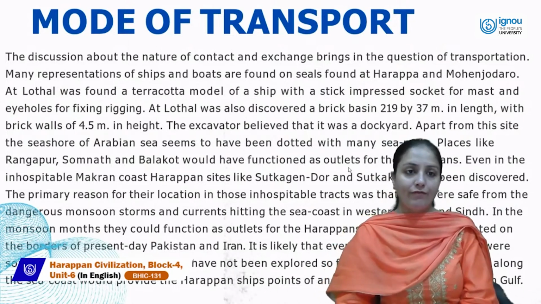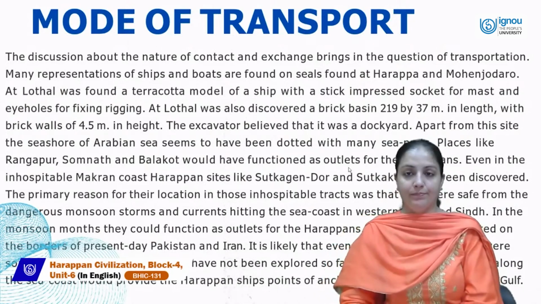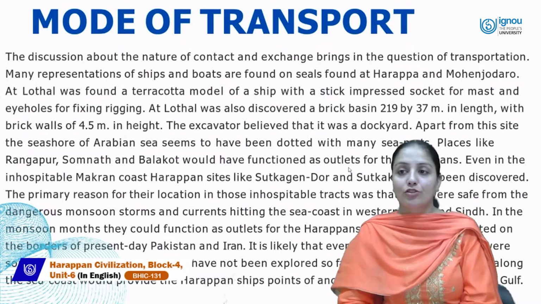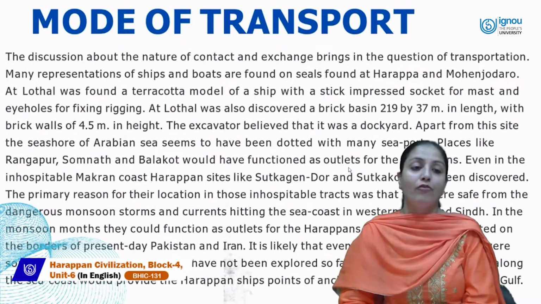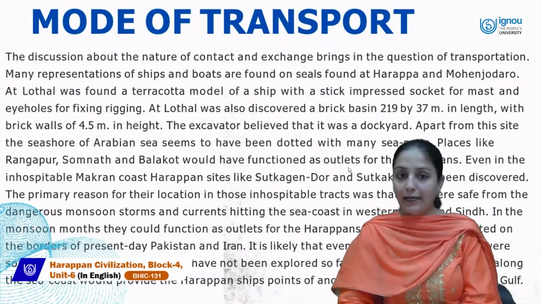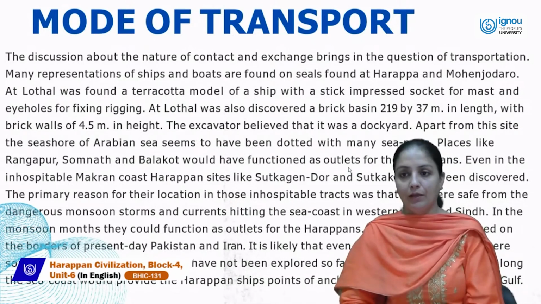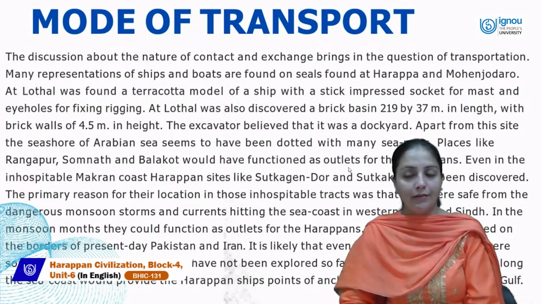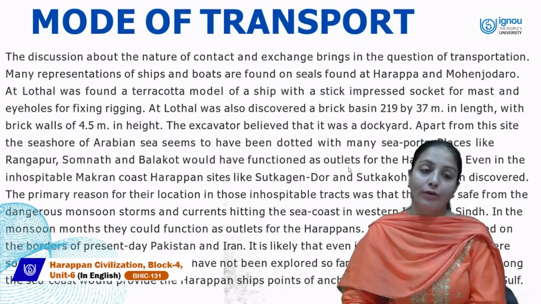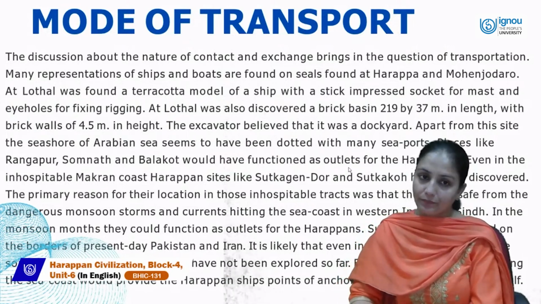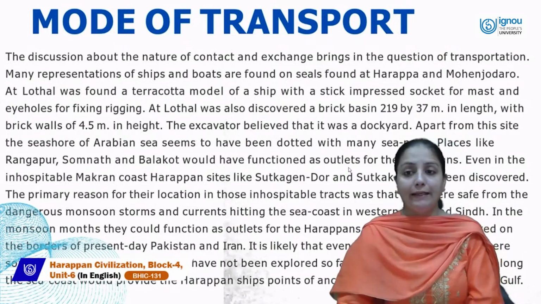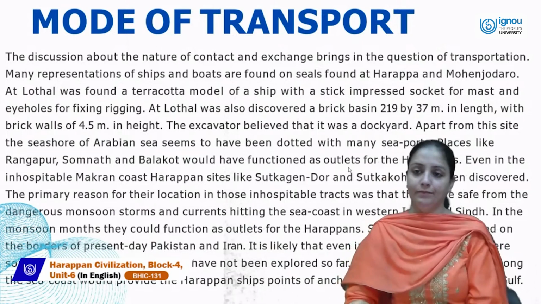At Lothal was found a terracotta model of a ship with a stick-impressed socket for the mast and eye holes for fixing rigging. At Lothal was also discovered a brick basin. Its length is 219 by 37 meters with brick walls of 4.5 meters in height. The excavator believed that it was a dockyard.